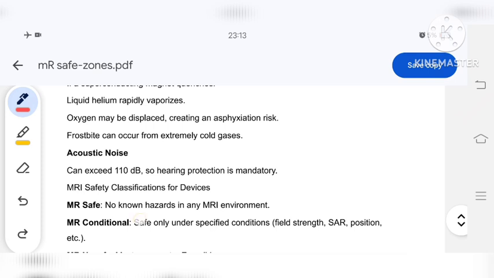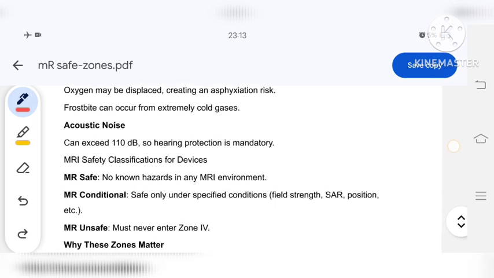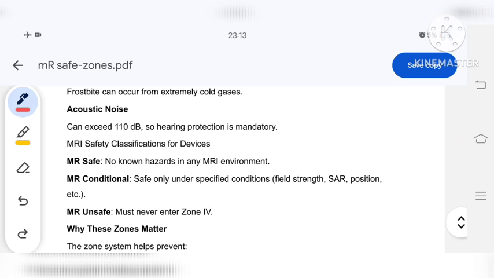Acoustic noise can exceed 110 decibels, so hearing protection is mandatory for patients who are going to be scanned.